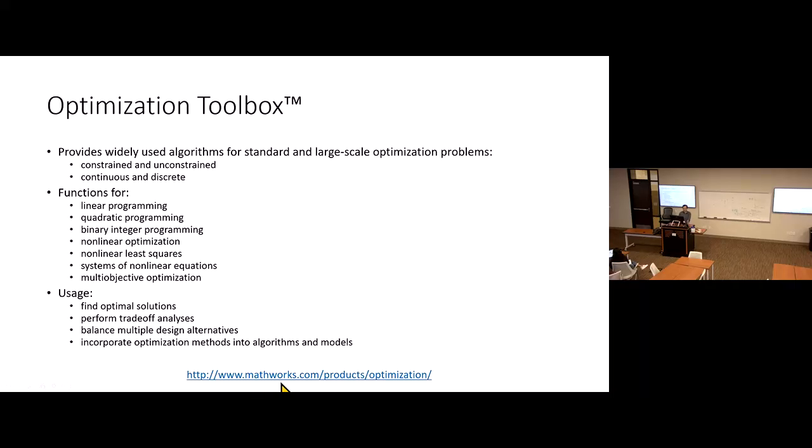MATLAB has an optimization toolbox. I will play a video for their introduction.